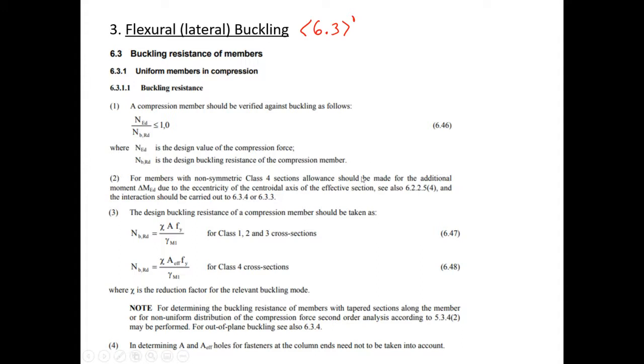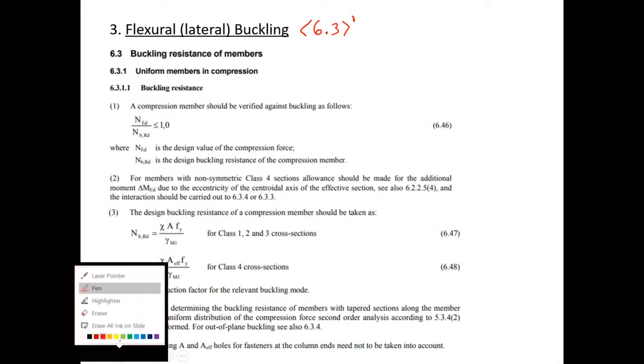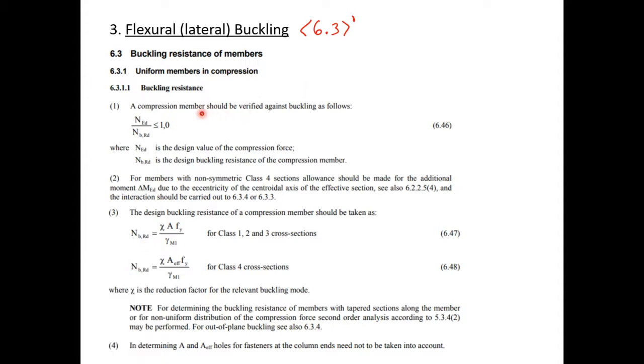I've just taken out the extract here from the code so that we can follow along, instead of having to flick into the code and back out of it, so you can see where it is. So this is a uniform member in compression, which is what we have. All we have to make sure is that our demand is less than our capacity.